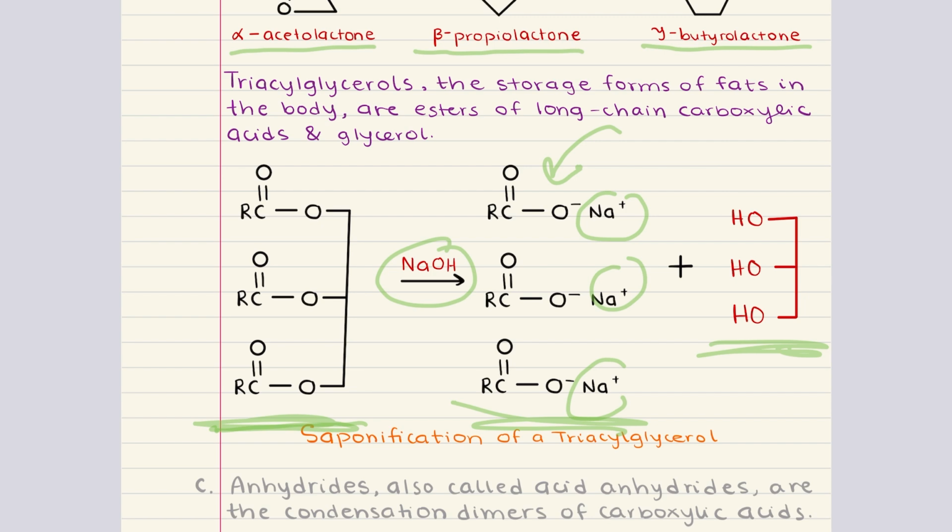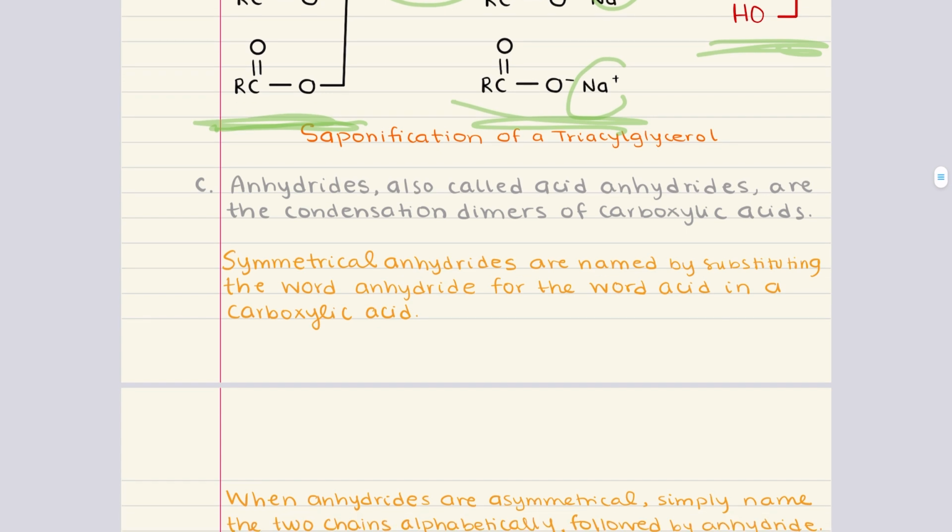Now let's move on to the final class of carboxylic acid derivatives that we're going to discuss in this chapter, anhydrides. Anhydrides are the condensation dimers of carboxylic acids. In other words, an anhydride forms when 2 carboxylic acid molecules combine, and in that process, 1 molecule of water is eliminated. Let's begin with nomenclature.